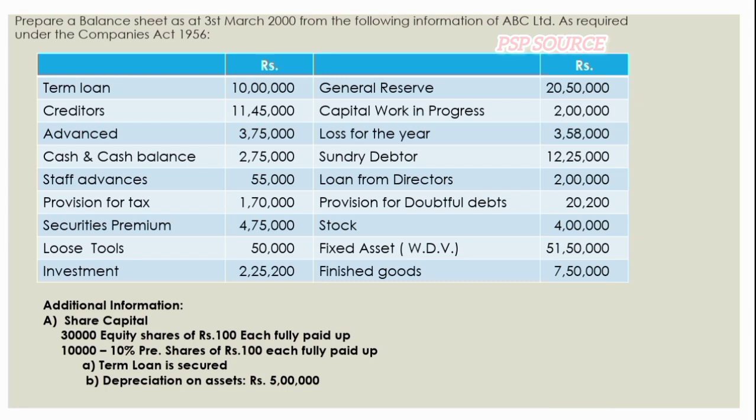Then debtors given come under trade receivables of assets. Loan from directors comes under short-term borrowing. Provision for doubtful debt will be deducted from debtors. If any new doubtful debt is given, it should be added to the debtors. Then stock. Stock is nothing but inventory. Next, fixed asset. In our problem, depreciation has already been deducted, so no separate calculation is needed for fixed asset.